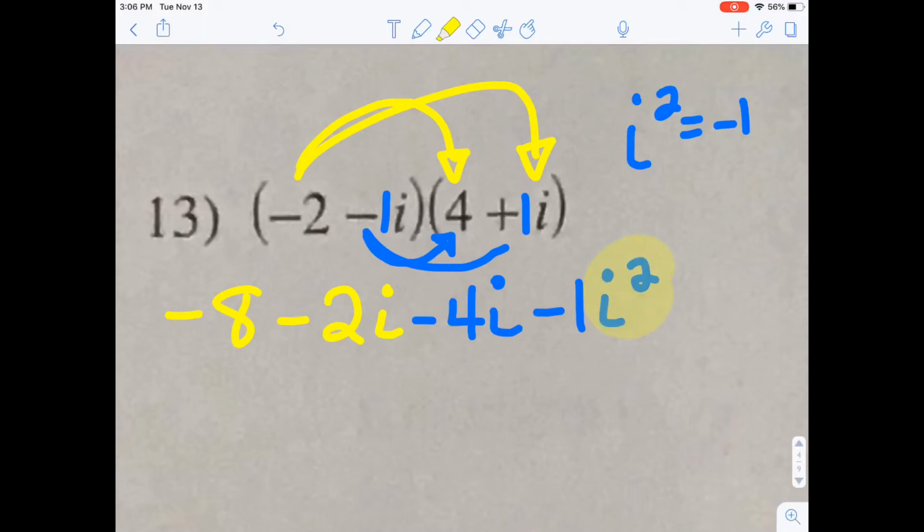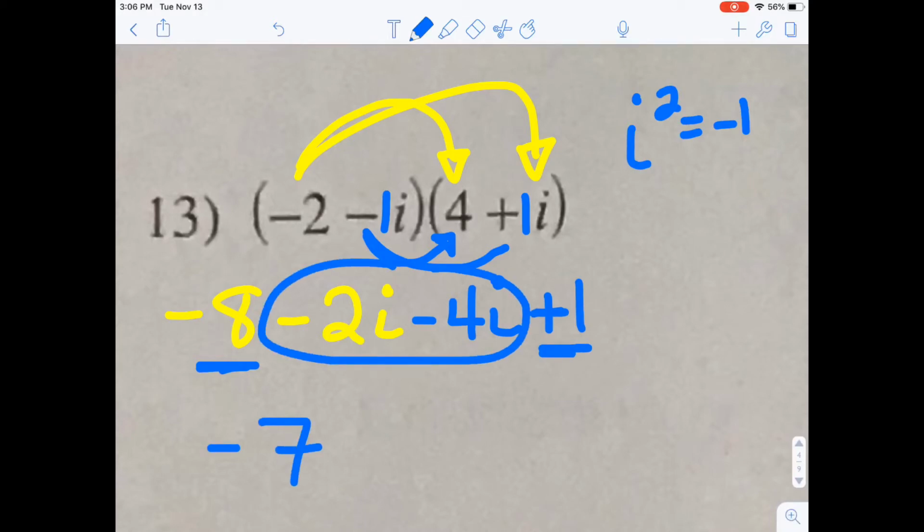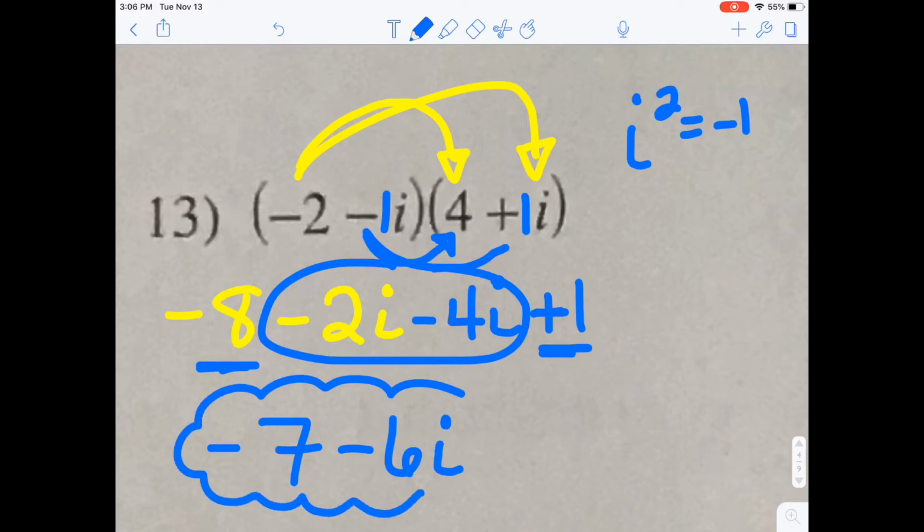And if I were to just assume that there's a -1 for i squared already written right here, a -1 times a -1 is actually going to turn that into a positive 1. So when you do that, you can actually drop the i squared. Let's combine our real numbers. -8 plus 1 is -7. Combine your imaginary numbers. -2i minus 4i is -6i.